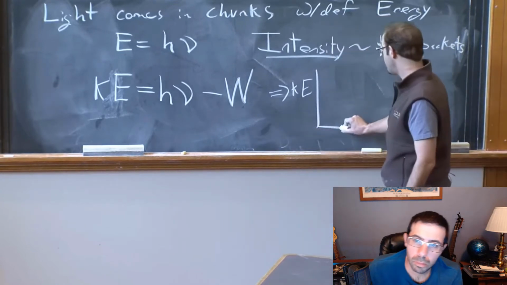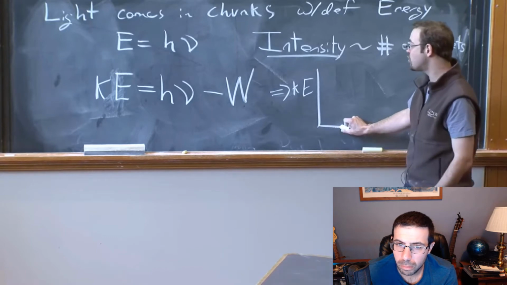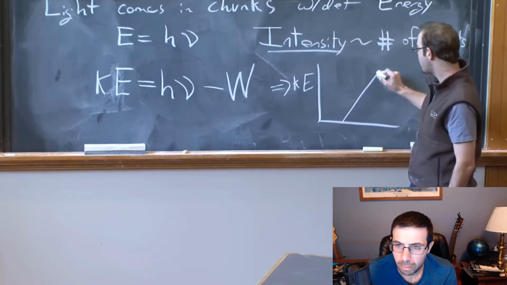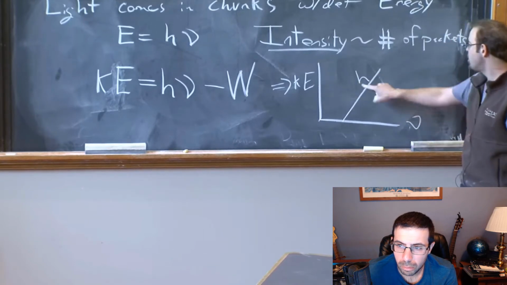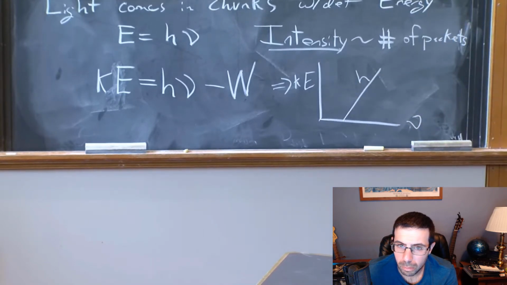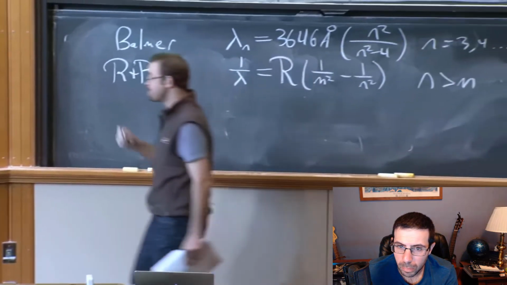So it just doesn't work until you have a critical value where the frequency times h, this coefficient, is equal to the work it takes to extract. And after that, the kinetic energy rises with frequency with a slope equal to h. And that fits the data like a champ. Boom!